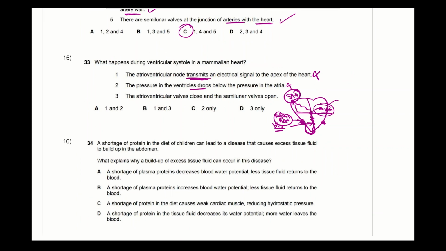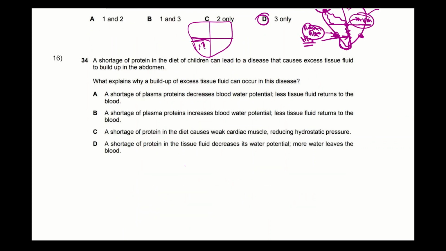The atrioventricular valves close and the semilunar valves open. So the semilunar valves open due to the increase in pressure in the ventricles, and the atrioventricular valves close due to the backflow of blood shutting the atrioventricular valves. Since it's only one way, therefore this is the only correct answer, and the answer is going to be D.